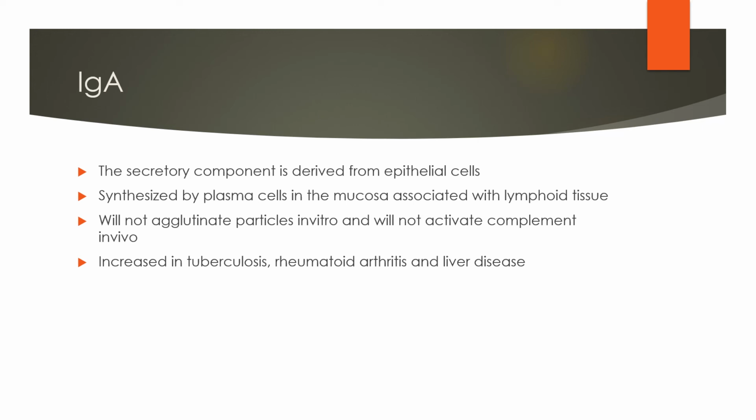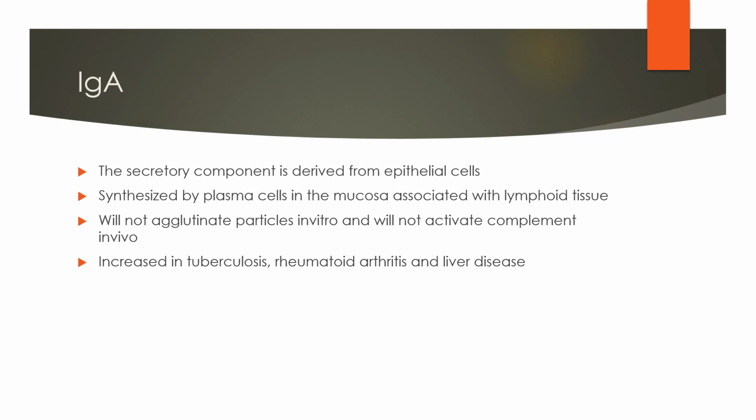Serum IgA is antiviral and prevents bacteria from adherence to body surfaces. Secretory IgA is found in other secretions of the body, is active in mucus secretions, and will block bacterial adherence and has antiviral properties also. IgA antibodies neither agglutinate particles in vitro nor activate complement in vivo. You can see IgA antibodies increased in things like tuberculosis, rheumatoid arthritis, and liver disease.